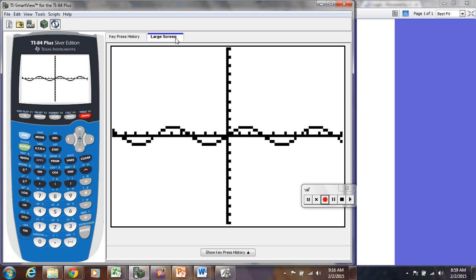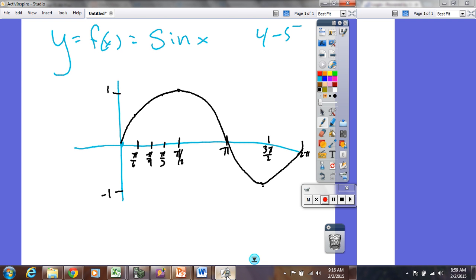Yes. So for cosine, so this is sine. We're going to do cosine in just a second. It almost looks exactly like this. It's shifted. So here's what this is.